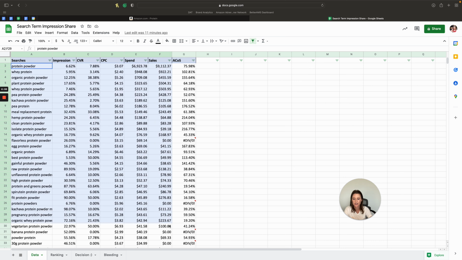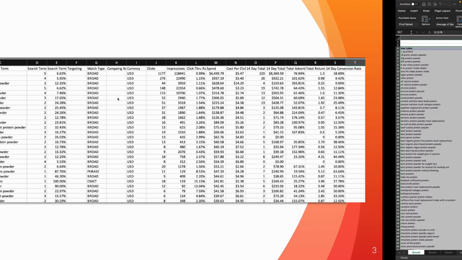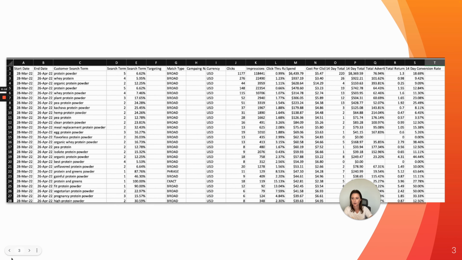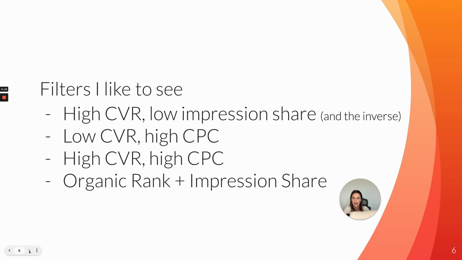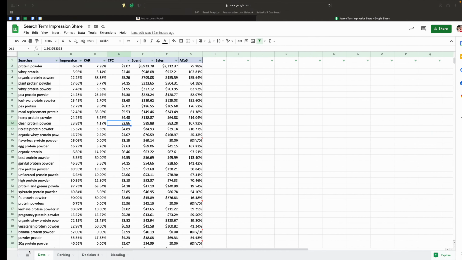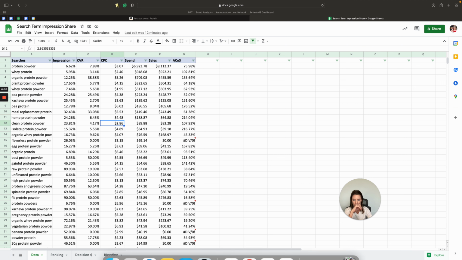So I pasted the raw data here, and I'll just go back to my slides real fast after walking through the examples of pivot table. And I'm going to walk through some of the filters that I like to see. Again, this is really flexible on brand, but high conversion rate, low impression share, low conversion rate, high CPC, high conversion rate, high CPC, and then the last one is organic rank plus impression share. These are all the things I really like to consider when I'm looking at this report.